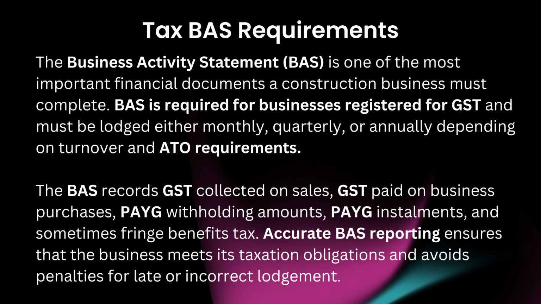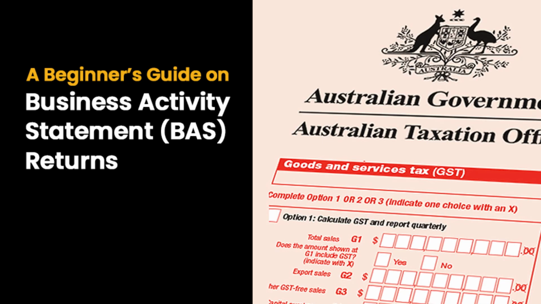Tax BAS requirements. The Business Activity Statement, BAS, is one of the most important financial documents a construction business must complete. BAS is required for businesses registered for GST and must be lodged either monthly, quarterly, or annually, depending on turnover and ATO requirements. The BAS records GST collected on sales, GST paid on business purchases, PAYG withholding amounts, PAYG instalments, and sometimes fringe benefits. Accurate BAS reporting ensures that the business meets its taxation obligations and avoids penalties for late or incorrect lodgement.